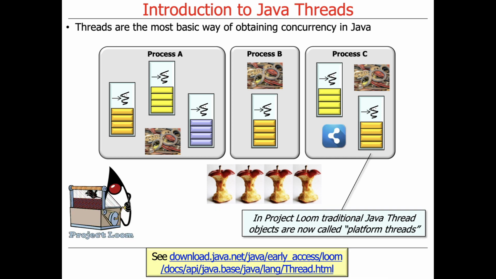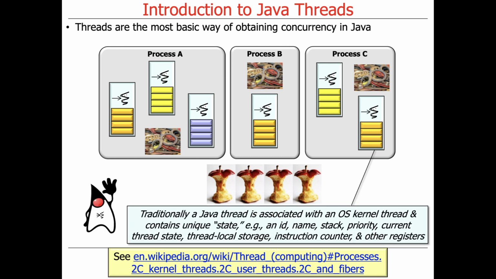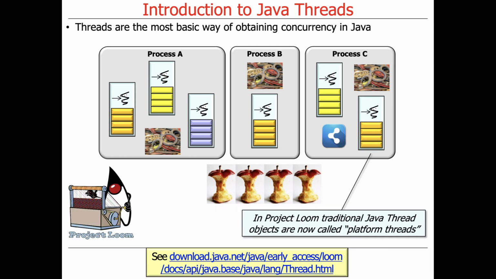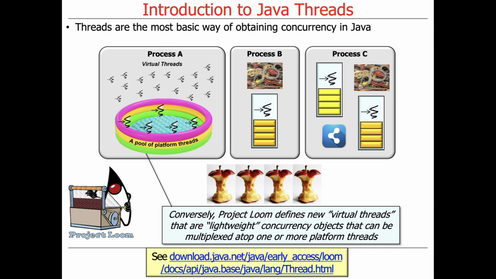So that's typically what a Java thread has had for most of its existence. In Project Loom, which will be out hopefully soon, it's looming, traditional Java thread objects are now called platform threads. So a platform thread still has all the state we just talked about here. It has an association with an operating system kernel thread and so on. But the cool part of Project Loom, and this is really going to be quite interesting in terms of how it changes the way we think about Java concurrency, is that it defines a new feature called virtual threads, which are lightweight concurrency objects that can be multiplexed across one or more platform threads.